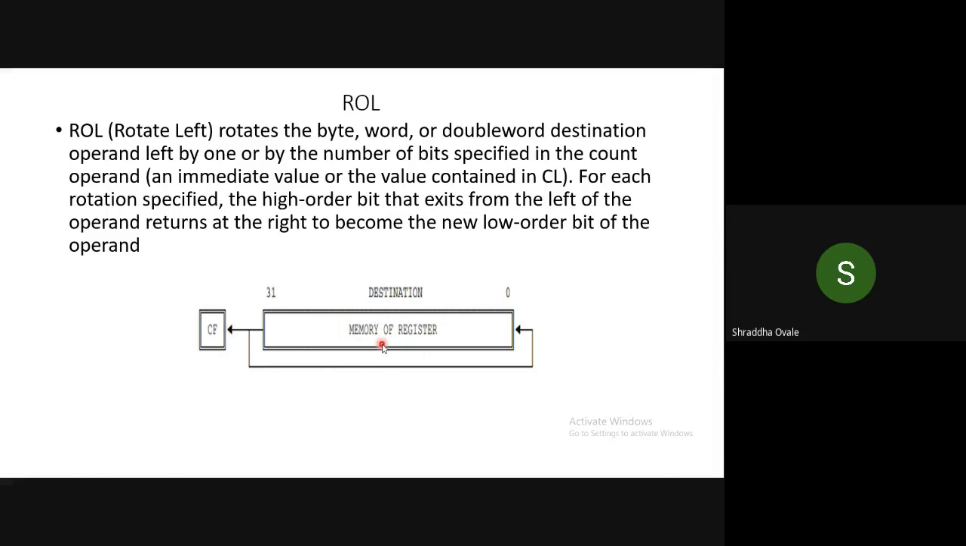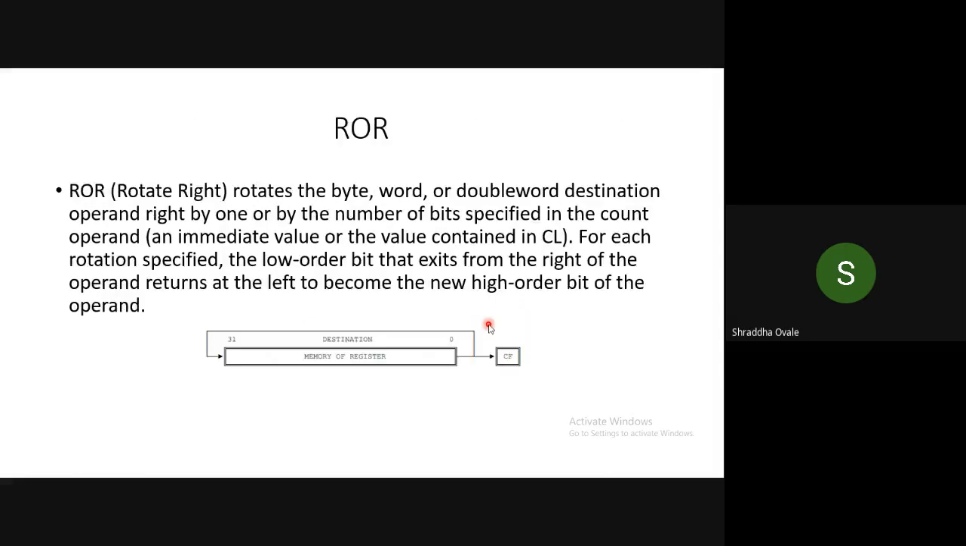So this is nothing but the memory or register, that is the destination. This is your low order, this is your high order, this is your carry flag. Now where are you going to move? Towards left. See the arrow is pointing. That means your higher order bit goes first to the carry flag. Then it rotates slowly to the left and comes to the start, that is, the higher order bit is rotated to the lower order. Exactly the opposite takes place in ROR.